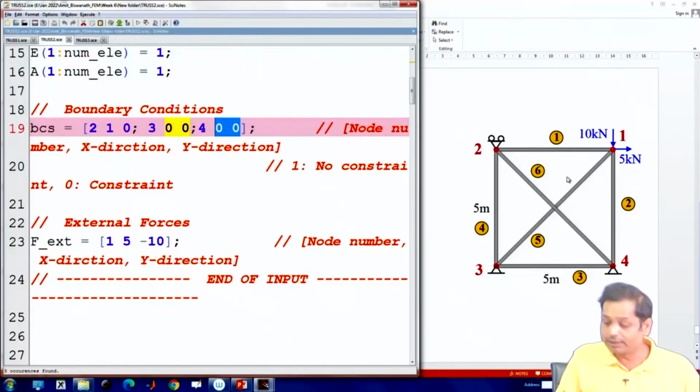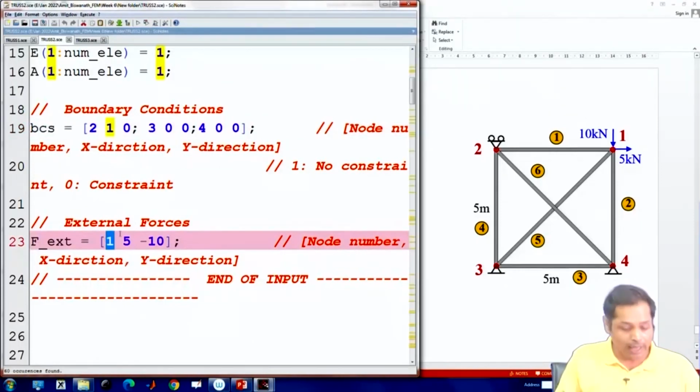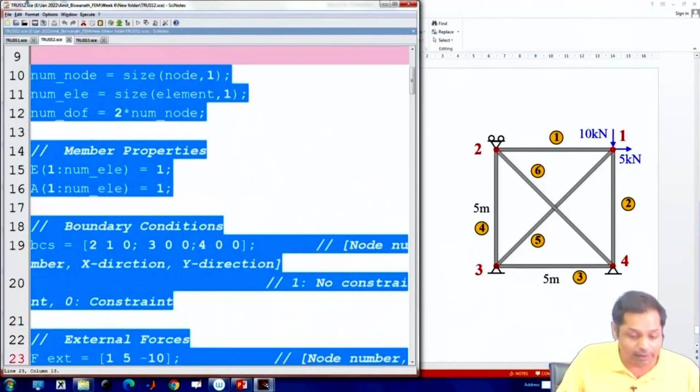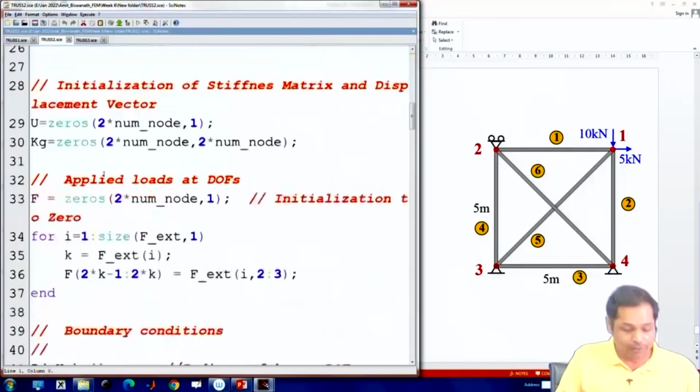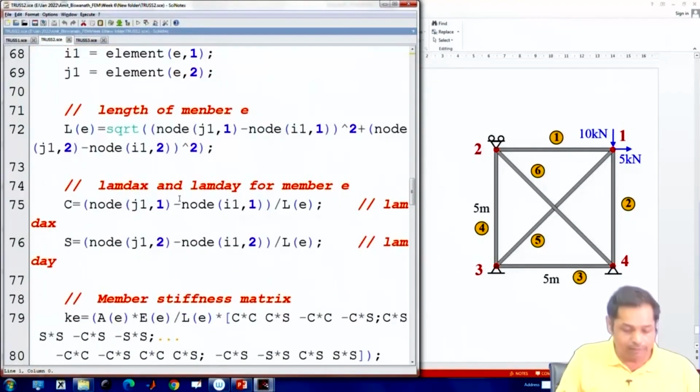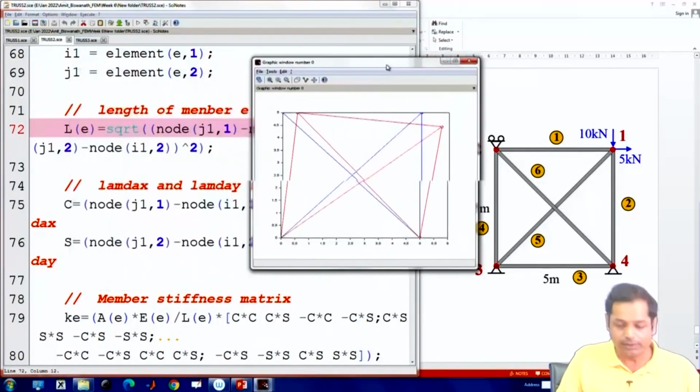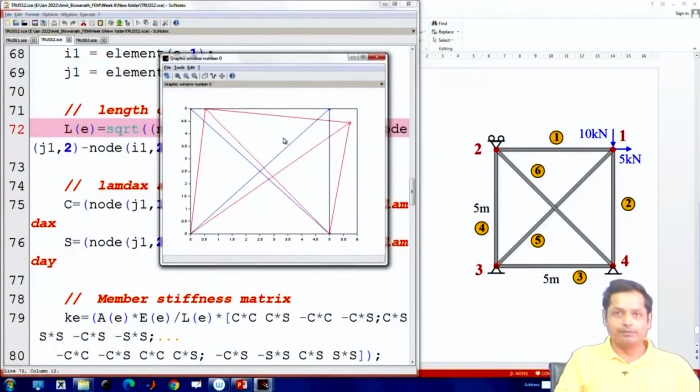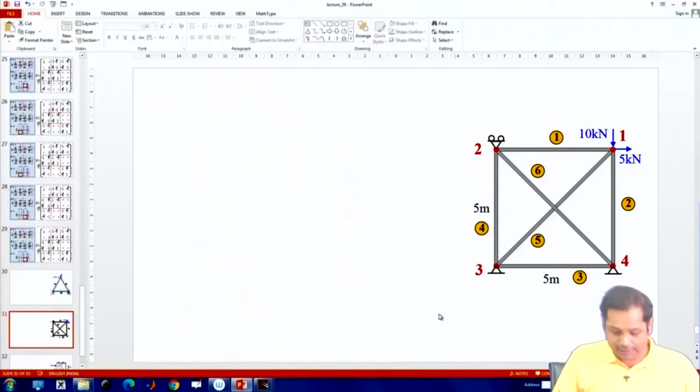Then the external forces. We have at node number 1, in the x direction, 5 kilonewton, and in the y direction, minus 10 kilonewton. So at node number 1, the x direction is 5, and the y direction is minus 10. This is the only information we need to give. Now, if we just run it, this will be the final solution. Now let's see the results.